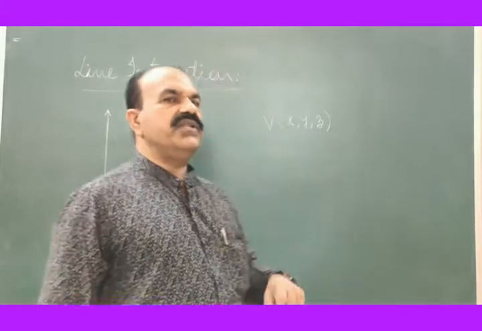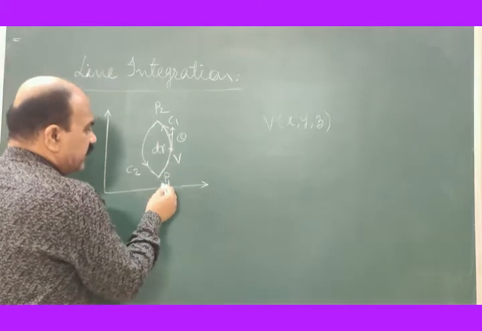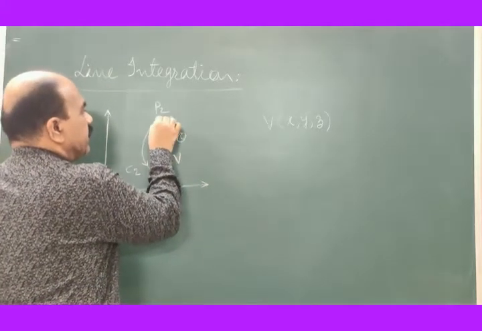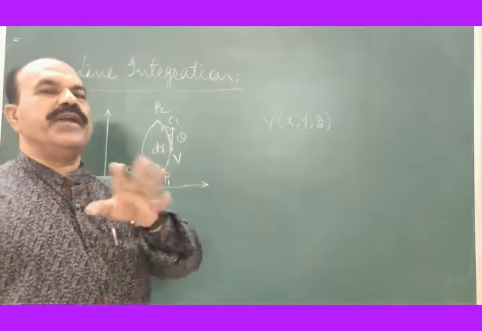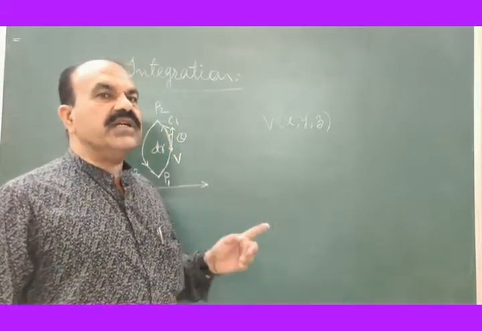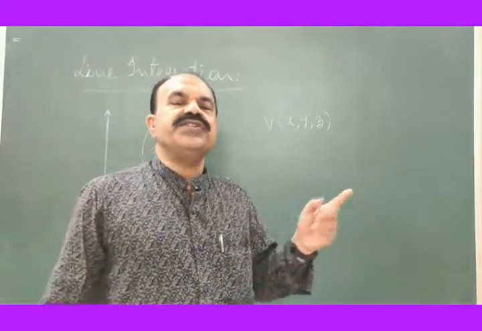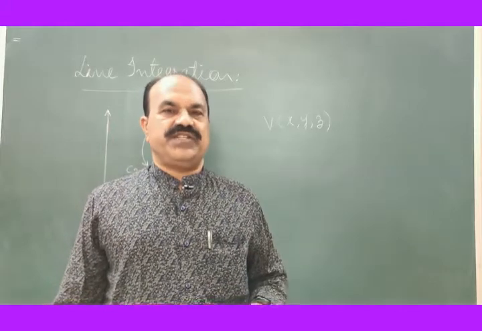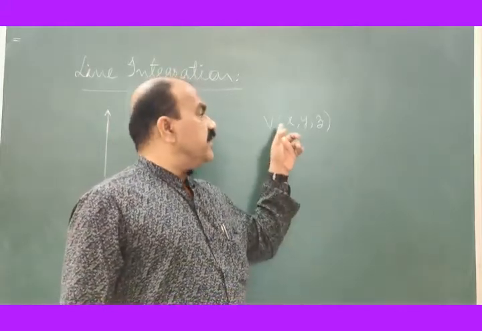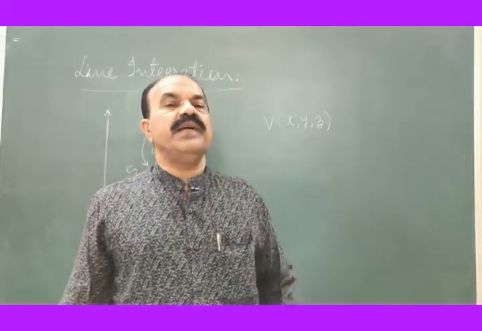Let us consider a curve in this vector field. The curve starts from point P1 and ends at point P2. In this vector field, a vector point function is defined by v of x, y, z.